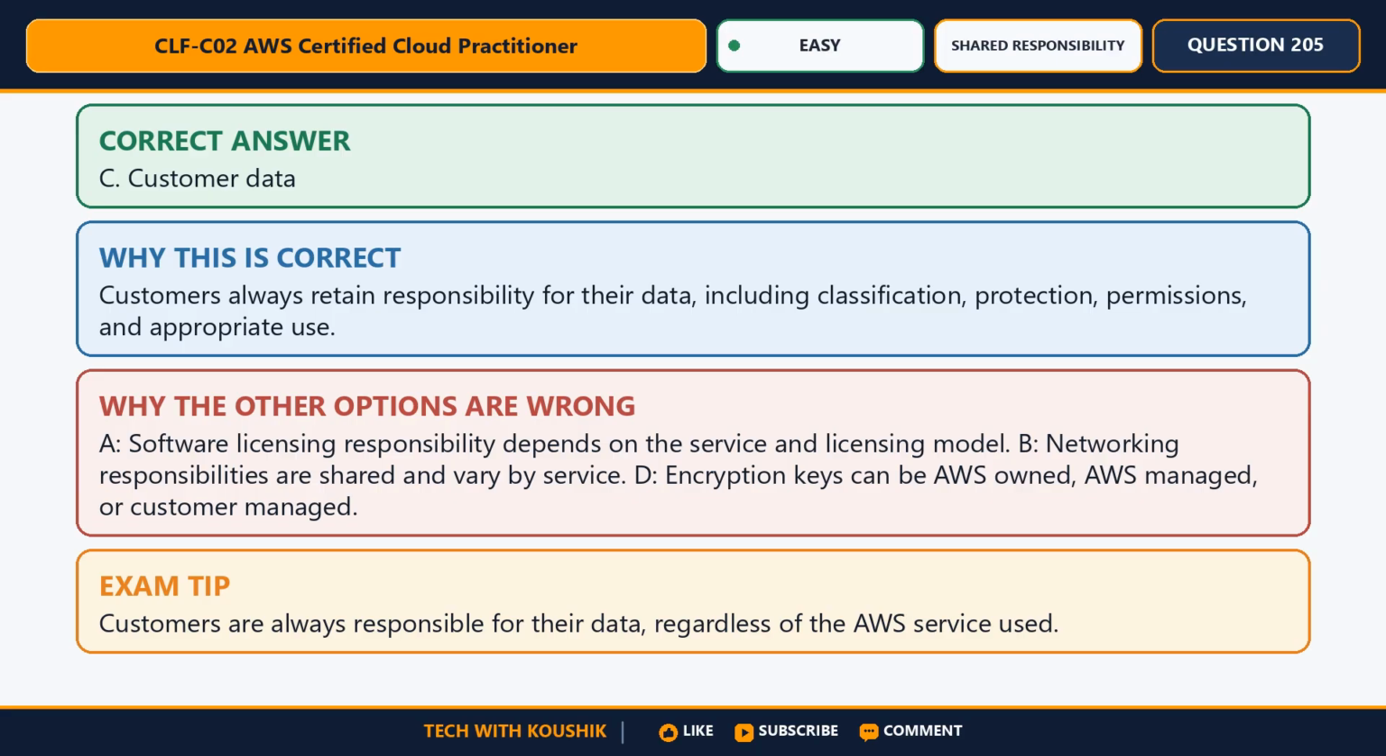A. Software licensing responsibility depends on the service and licensing model. B. Networking responsibilities are shared and vary by service. D. Encryption keys can be AWS-owned, AWS-managed, or customer-managed. Exam tip. Customers are always responsible for their data, regardless of the AWS service used.